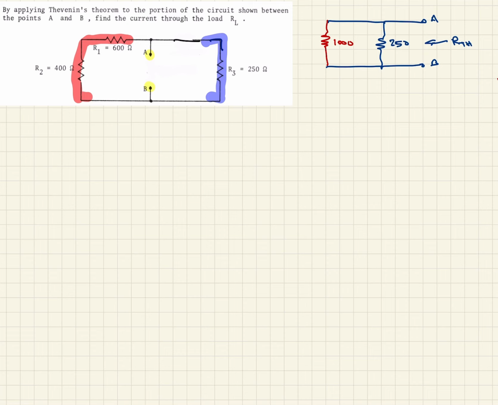So we're looking into this to find out what this R-Thevenin is. And so it should be pretty obvious there that R-Thevenin is going to be 1,000 ohms in parallel with 250 ohms, or that's 1,000 times 250 over 1,000 plus 250. And when we calculate that out, that comes out to 200 ohms. So that's our R-Thevenin.